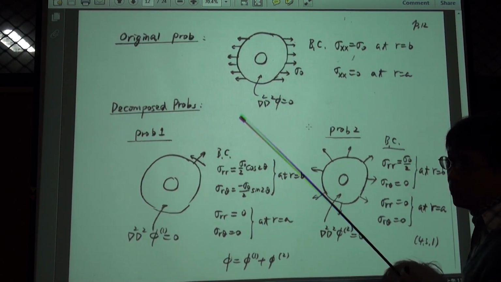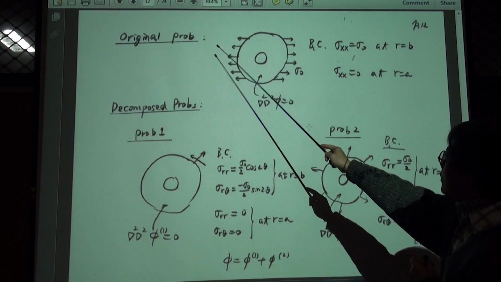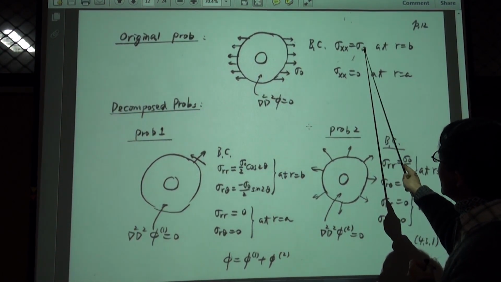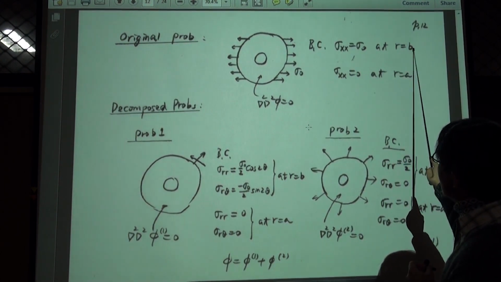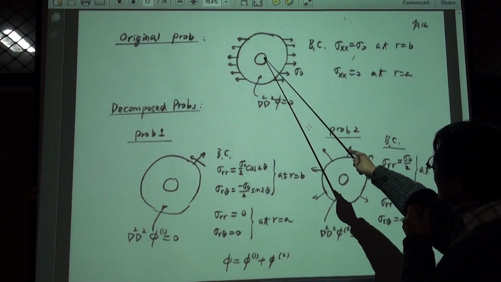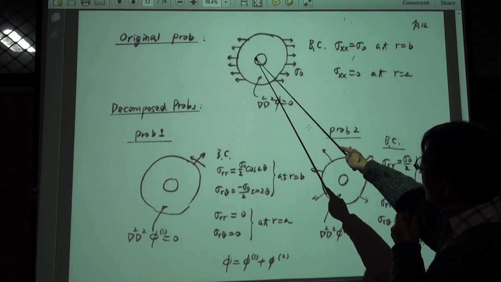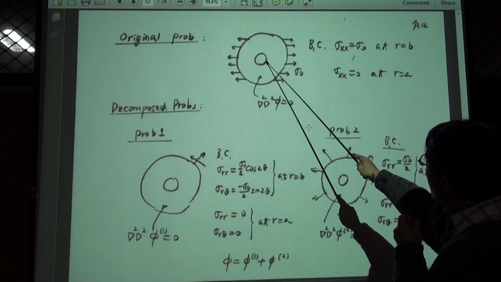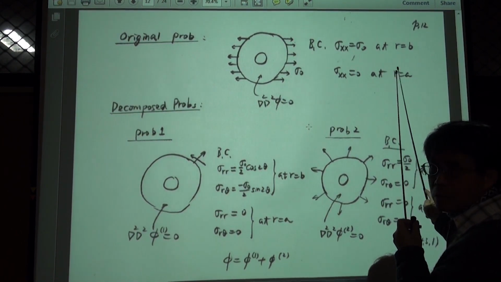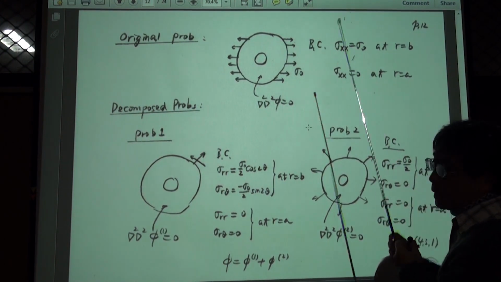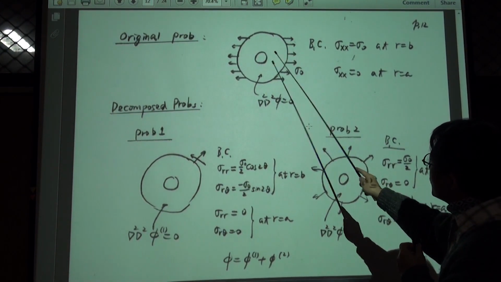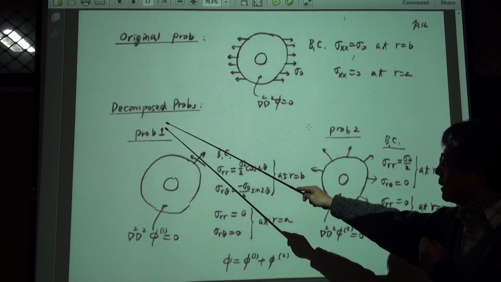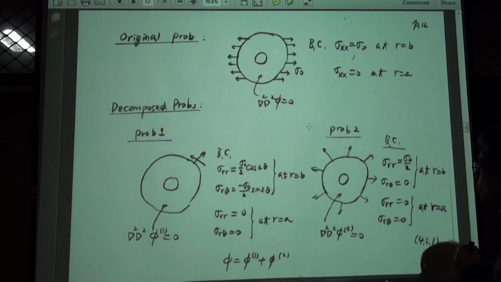So, a summary once again. Original problem: we have a circular plane in a simple tensile stress state along the outer boundary R equals B. Inside the plane, along the small circular hole R equals small a, there are loads sigma xx here, and the hole is traction free. Now, this problem can be decomposed into problem 1 and problem 2.